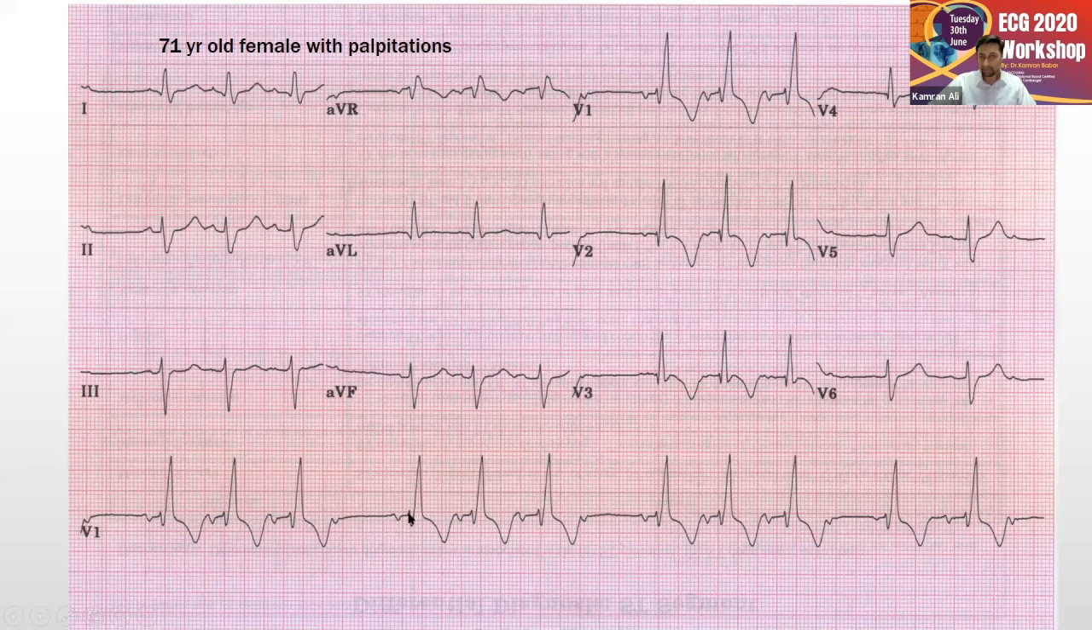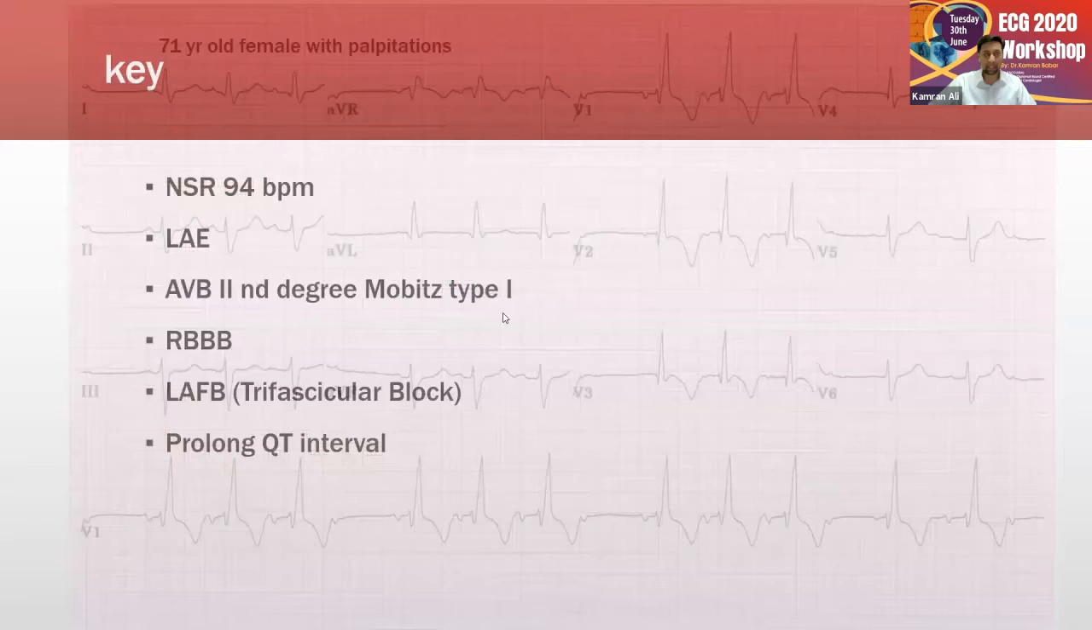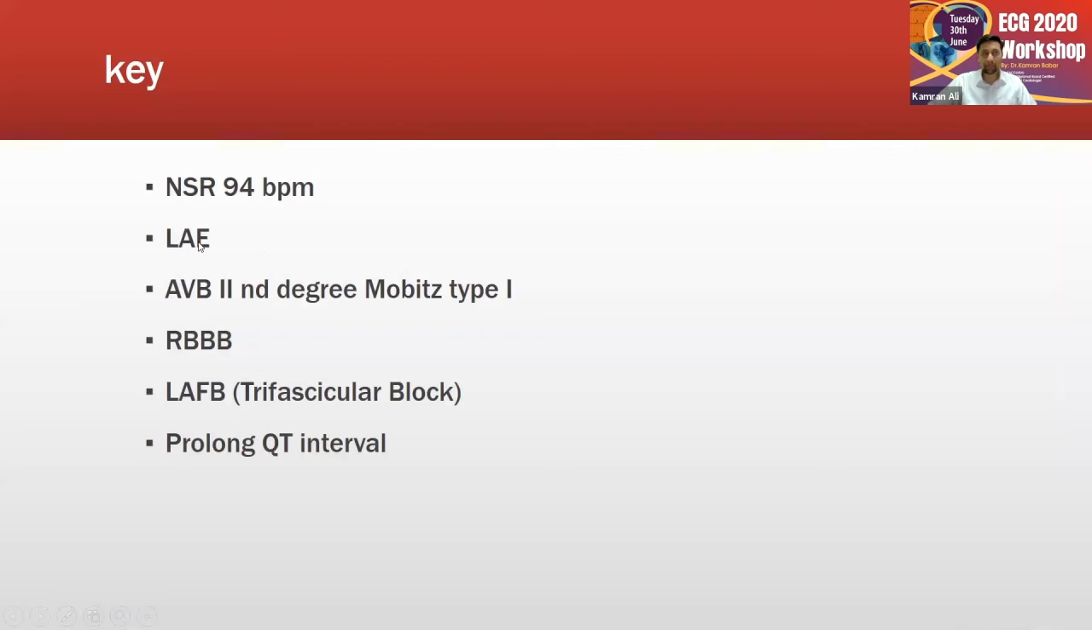This also has left atrial enlargement. There's a right bundle branch block. And again, left axis, so it's a bifascicular block, just like we discussed earlier. So these are the findings that I want you to be able to pick: sinus rhythm, left atrial enlargement, AV block second degree type 1, and a bifascicular block. And whenever there is a first degree AV block or changing variable block, you think of trifascicular block as well.